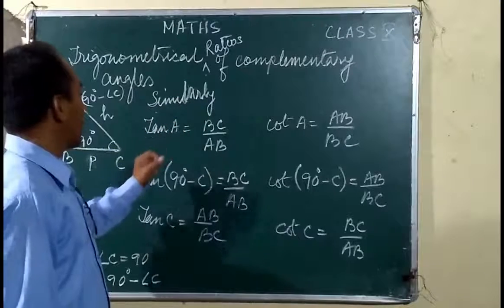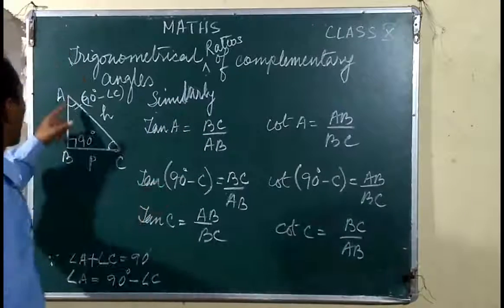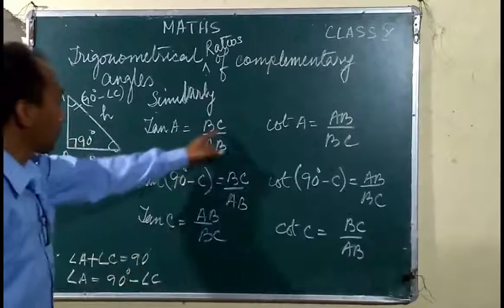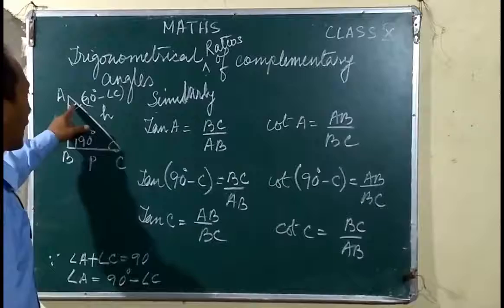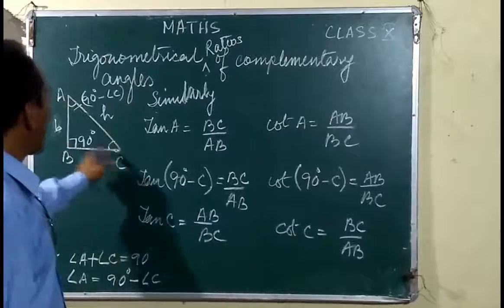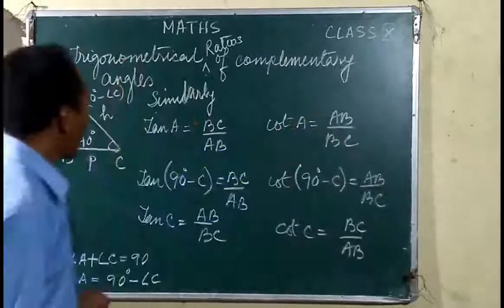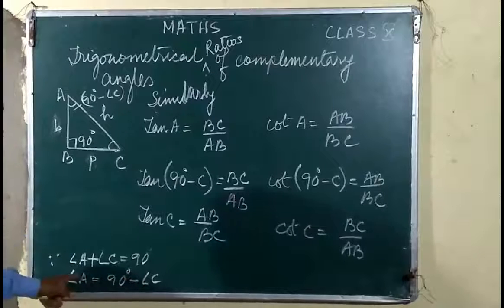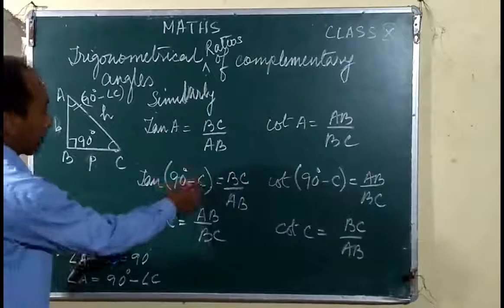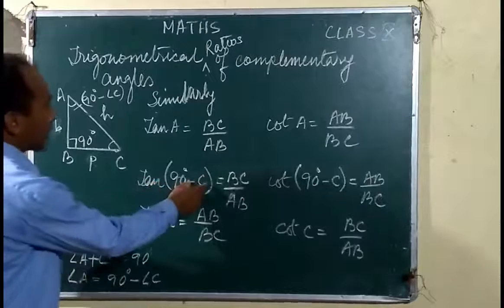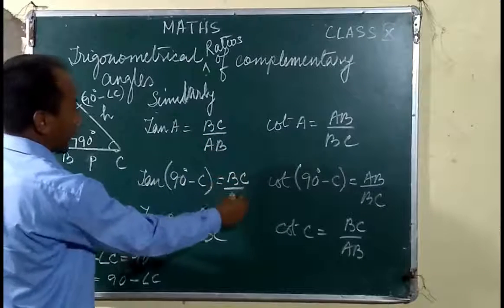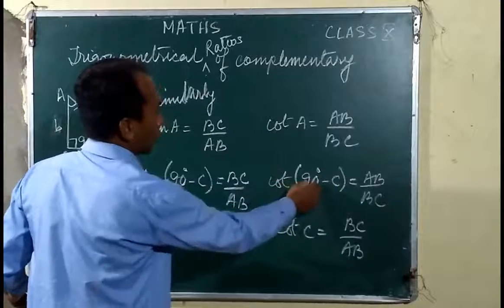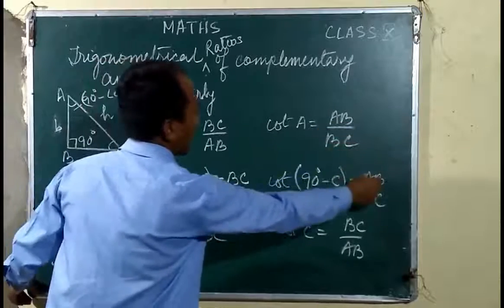Similarly, tan A equals BC by AB. Tan A, this is perpendicular BC, this is base AB. So cot A is base by perpendicular, AB by BC. Now in place of A, we are going to put 90 degree minus C. The value of A is 90 degree minus C. So tan 90 degree minus C is BC by AB. And cot 90 degree minus C is AB by BC.